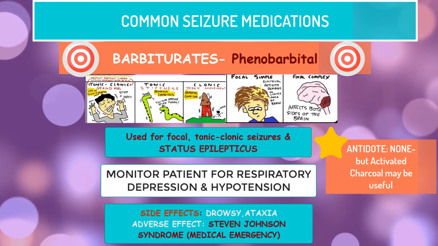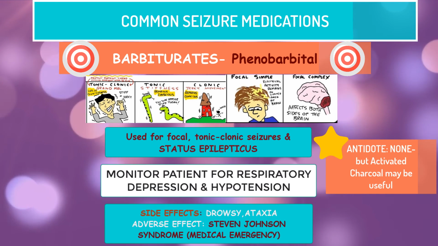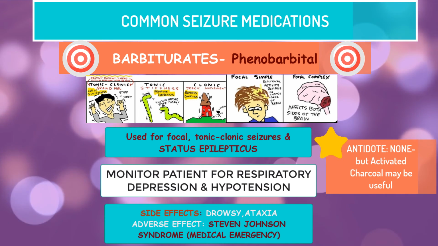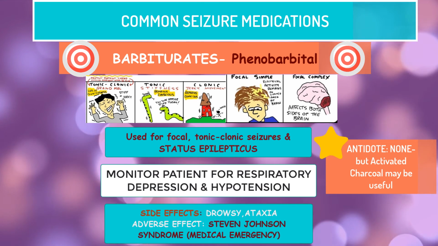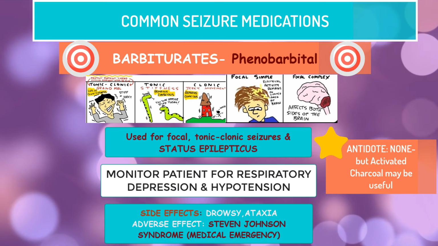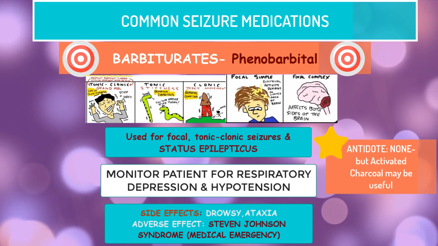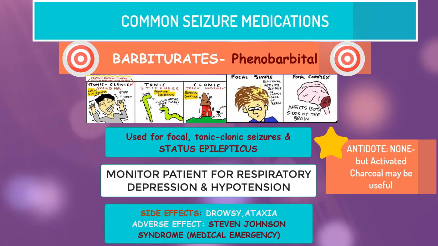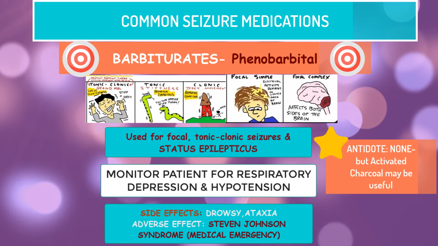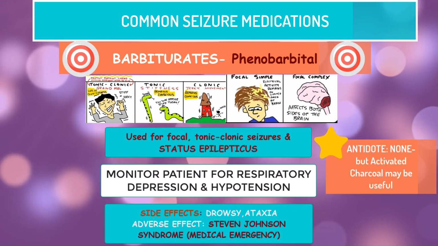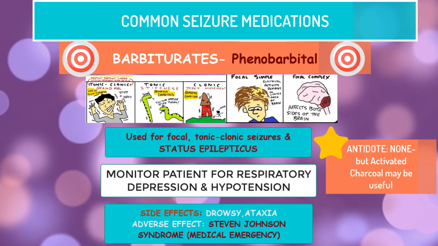Another medication that is used for seizure patients is called barbiturates. The most common one is phenobarbital. It is used for focal, tonic-clonic seizures, and status epilepticus. Now, barbiturates are a group of drugs in the class known as sedative hypnotics. As a result, they have significant depressive cardiovascular and respiratory effects. So it is super important that as the nurse, you monitor your patient's blood pressure as well as respiratory status, because this can cause respiratory depression and hypotension.